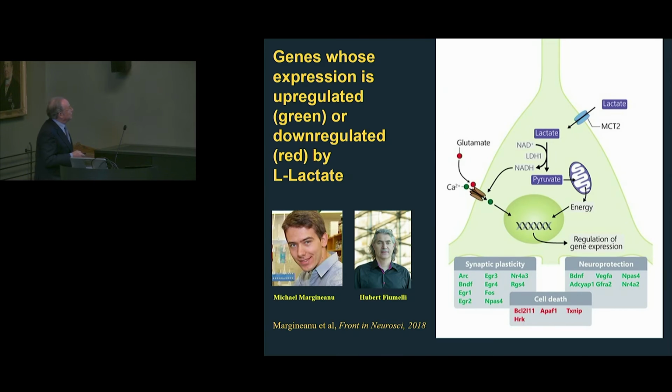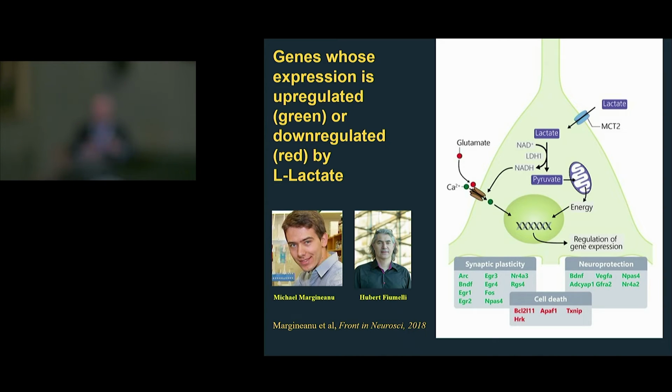And work that we did further showed that lactate enters through MCT2, is converted to pyruvate, and produces energy, but also through NAD and NADH modulates the activity of the glutamate NMDA receptor, and then one of the consequences is a regulation of some expression of genes. And so what we saw is that a number of genes are upregulated, genes involved in synaptic plasticity and neuroprotection, and a few genes are downregulated, and these are genes associated with cell death.